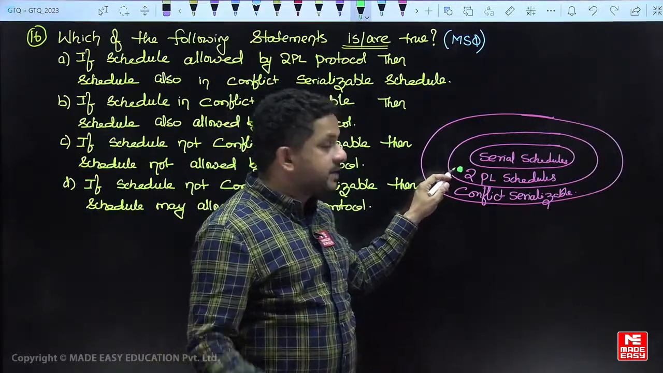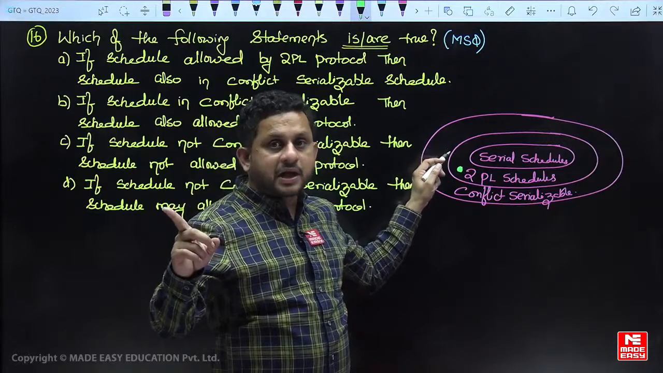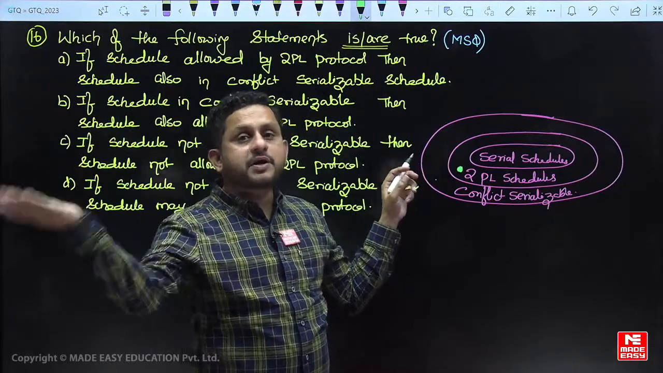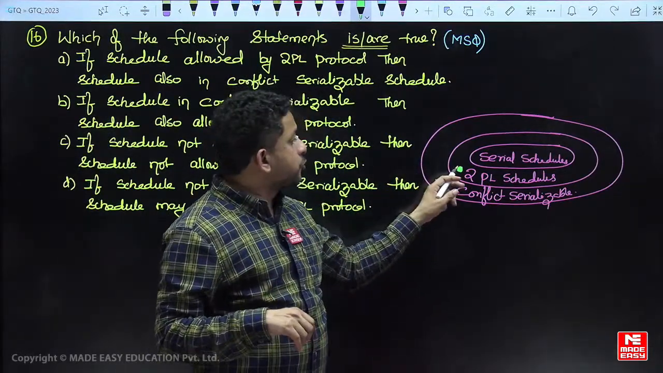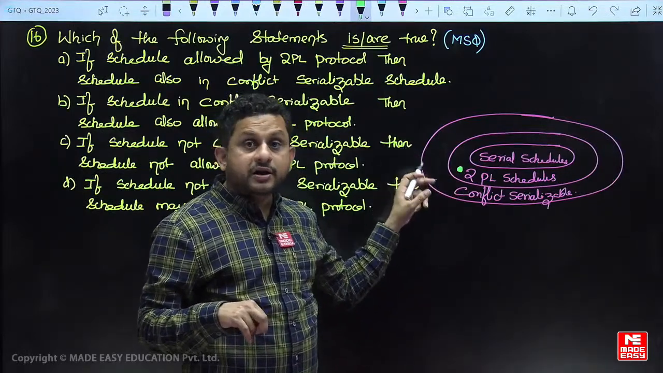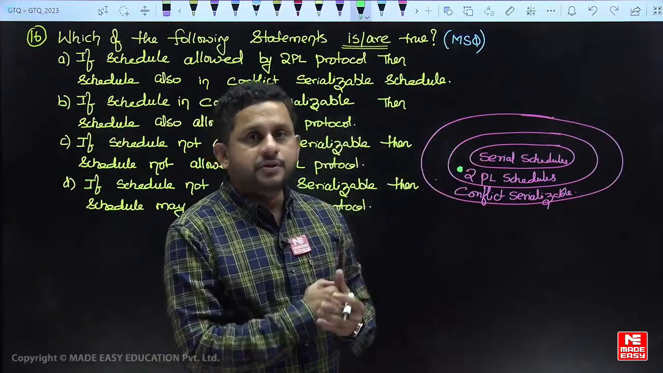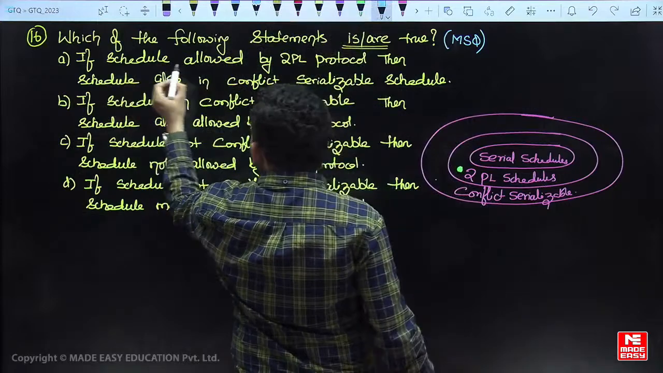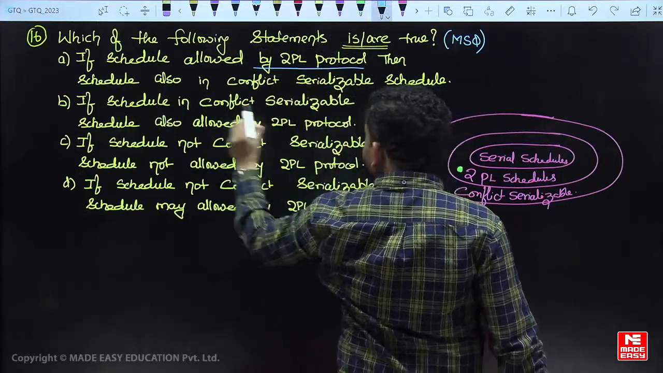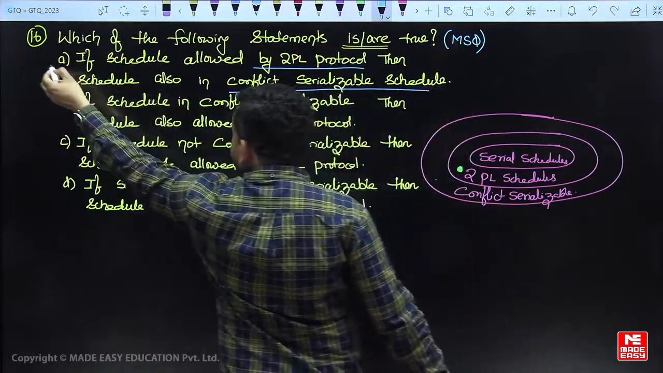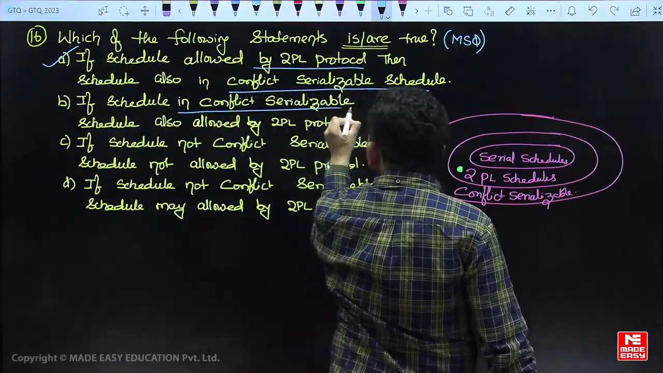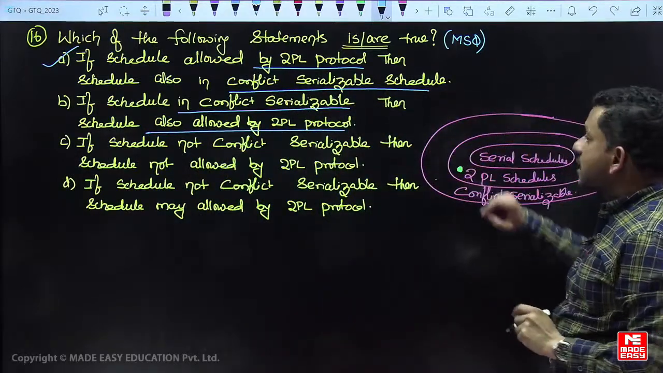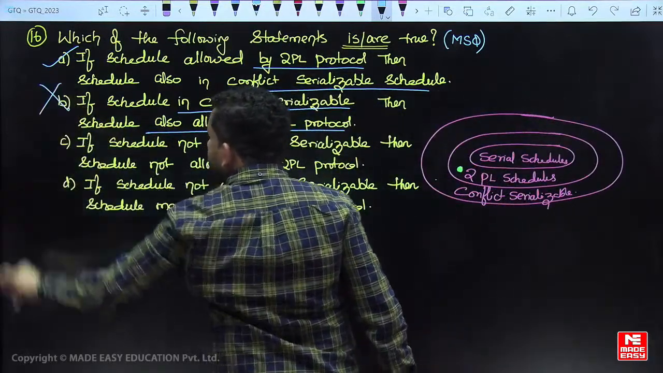So here is an important conclusion: if a schedule is allowed by 2PL, it is guaranteed conflict serializable. If a schedule is conflict serializable, it may or may not be 2PL. Every 2PL schedule is conflict serializable, but not every conflict serializable schedule can be allowed by 2PL. Just look at the statements. If a schedule is allowed by the 2PL protocol, then it is conflict serializable, true. If a schedule is conflict serializable, then it is also allowed by 2PL, may not be.